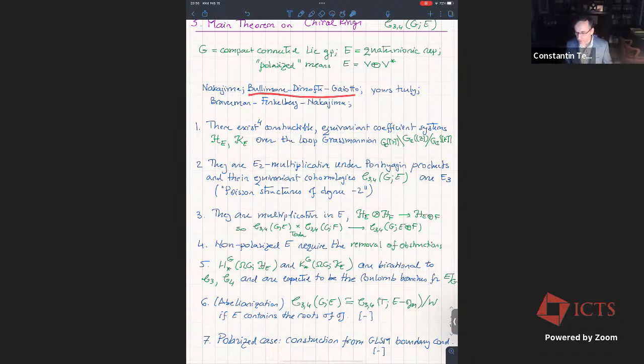The construction of Gaiotto, in the abelian case, they had really done everything. Later, some of these things I might have to ascribe to myself. And the one key construction is due to Braverman, Finkelberg, and Nakajima, and they really cracked, I think, the question in the polarized case, the case where E is a double.